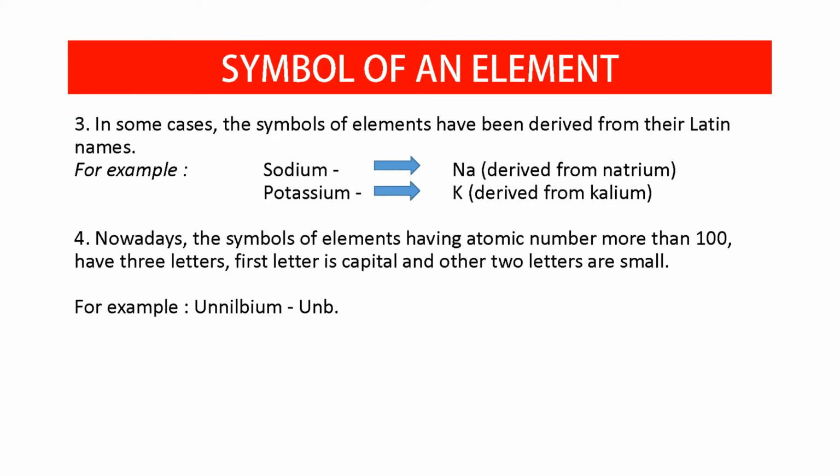Then we come to the third rule. The symbols of some elements have been derived from their Latin names, like sodium. The symbol of sodium is Na. It is derived from the Latin name natrium. The Latin name of sodium is natrium, so the symbol is Na. Same like potassium: the Latin name of potassium is kalium, so the symbol is K.